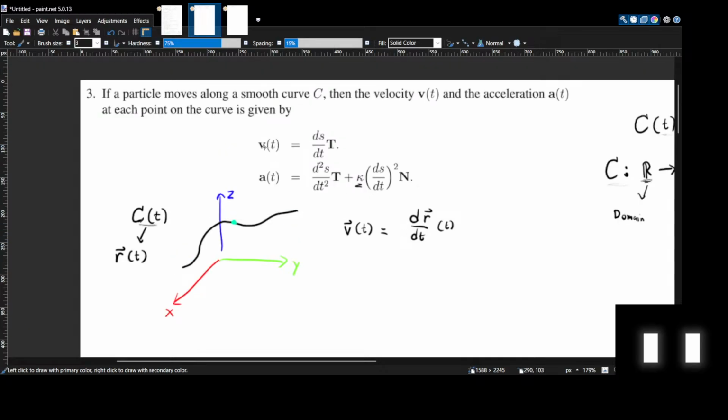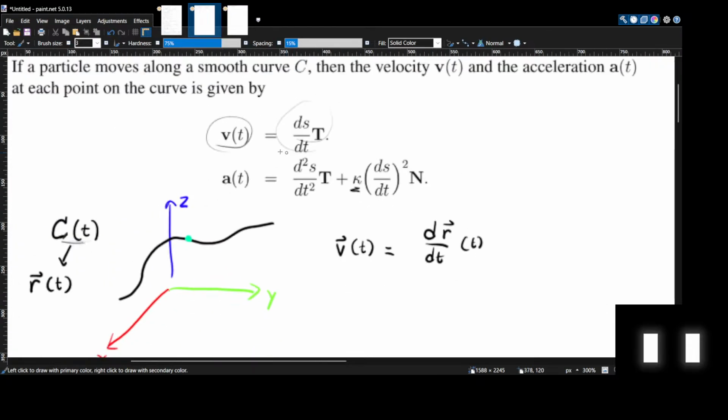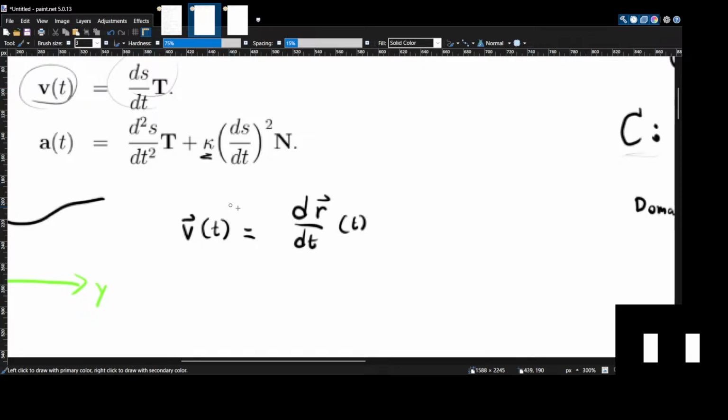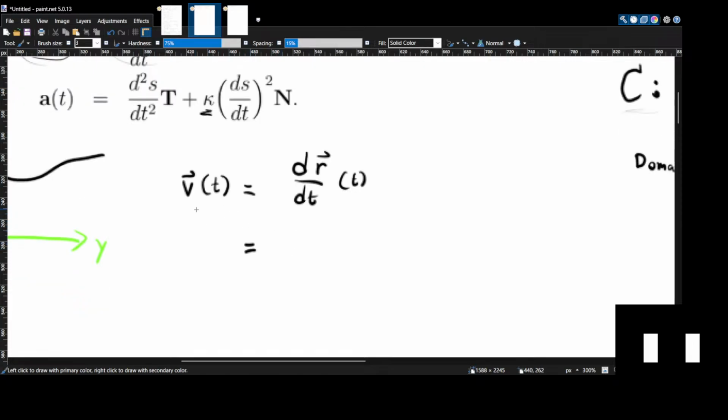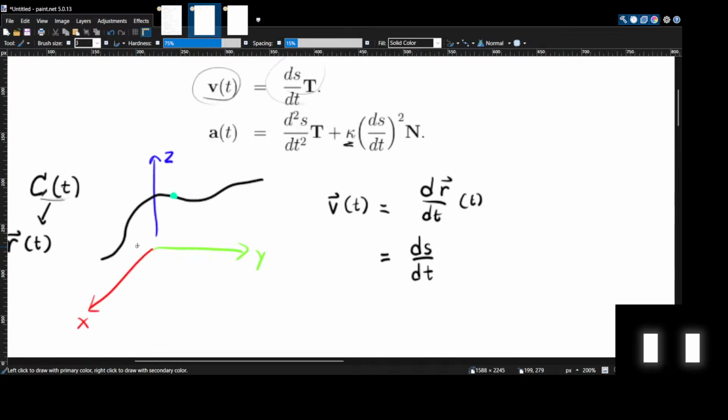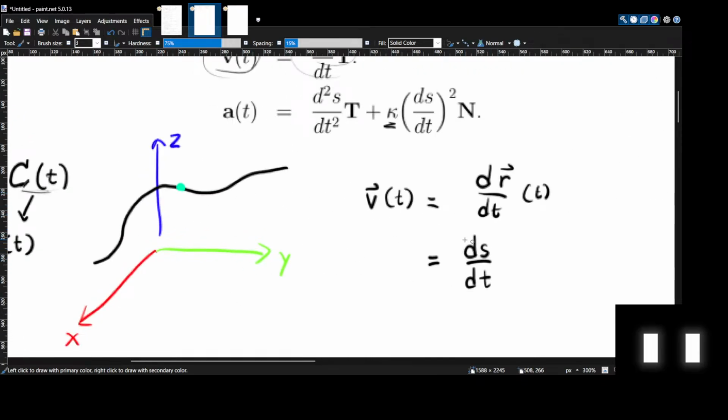Now we have to prove that this velocity here is equal to this expression over here. This expression is comprised of two parts, and I'm going to write it in a way such that it takes on this form. So for the velocity vector, you can use the chain rule to change it. Here, s is the reparameterization of the curve. Basically, instead of tracking the position of something with time, you track it using the arc length.